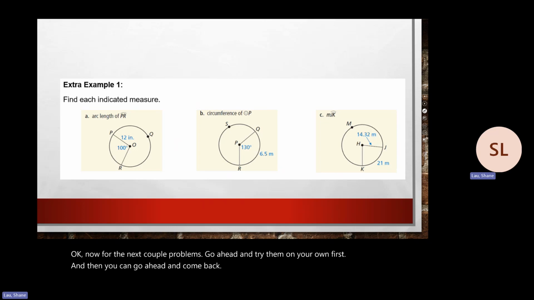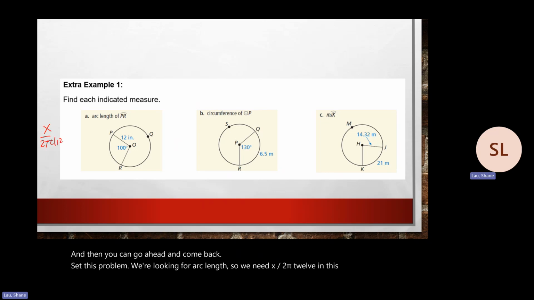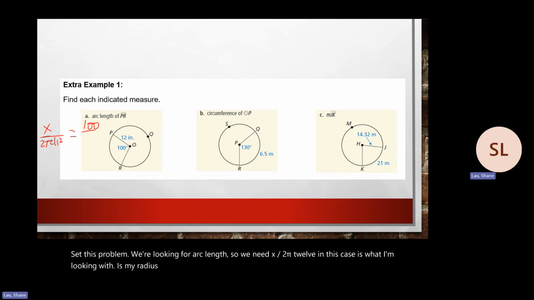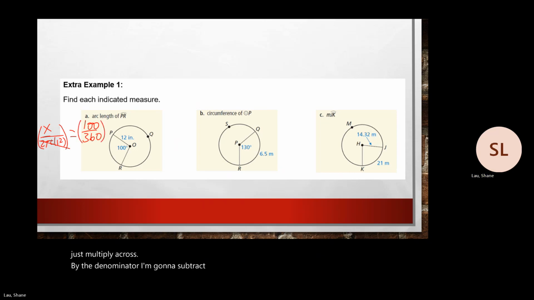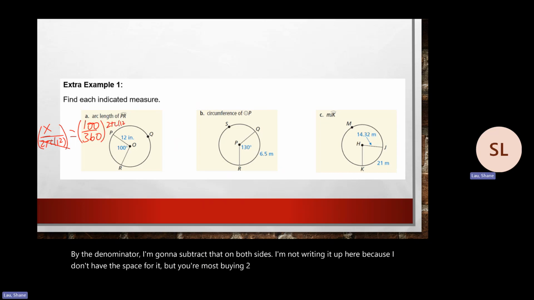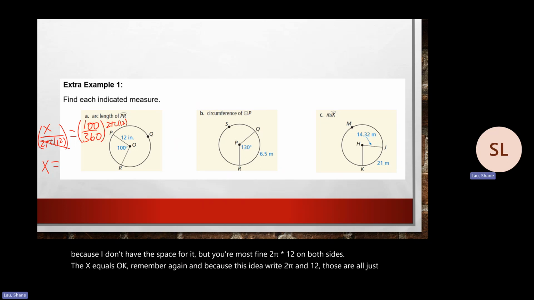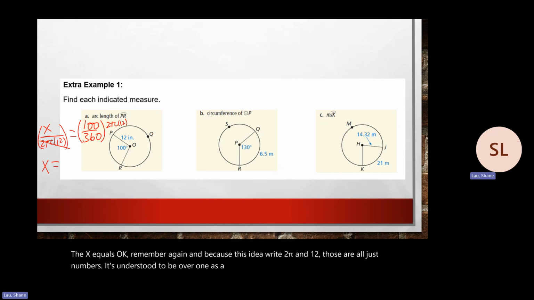Set up this problem. We're looking for arc length. So we need x over 2 pi times 12, in this case 12 is my radius, equals 100 over 360. Here, since I have my x in the numerator, I can just multiply across by the denominator. You're multiplying 2 pi times 12 on both sides. So x equals, remember again that 2 pi and 12 are all just numbers, understood to be over 1 as a fraction. So I'll multiply across: 100 times 2 pi times 12 over 360.